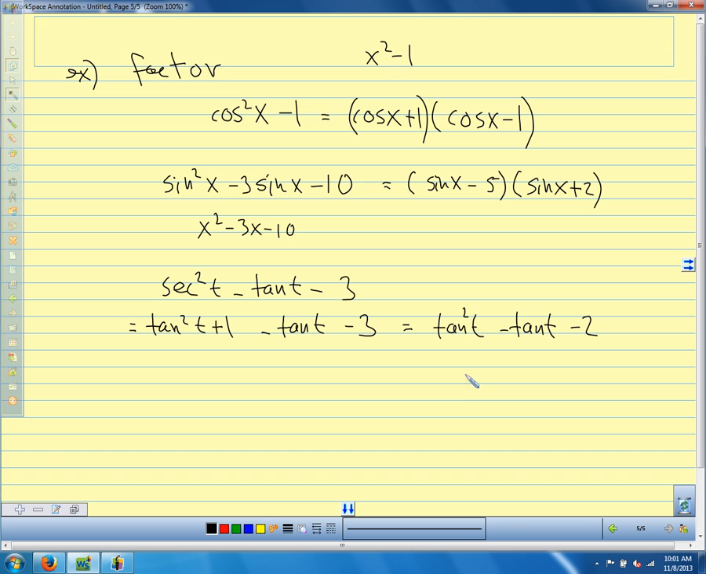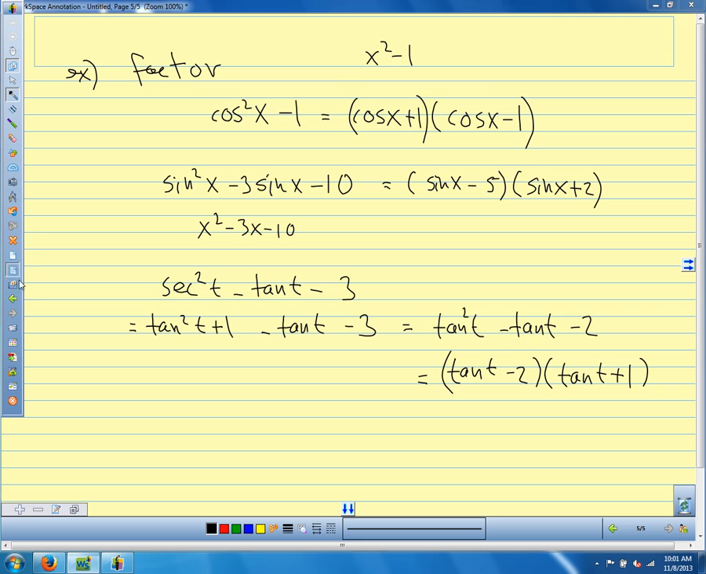And now how can I factor this thing? I know it's going to be a tangent t and a tangent t. And what do you think exactly? Minus 2 and plus 1? And there are my factors. So we had to use an identity before we could factor on this particular one. This technique comes up quite a bit when we solve trig equations. All right, questions on this process?